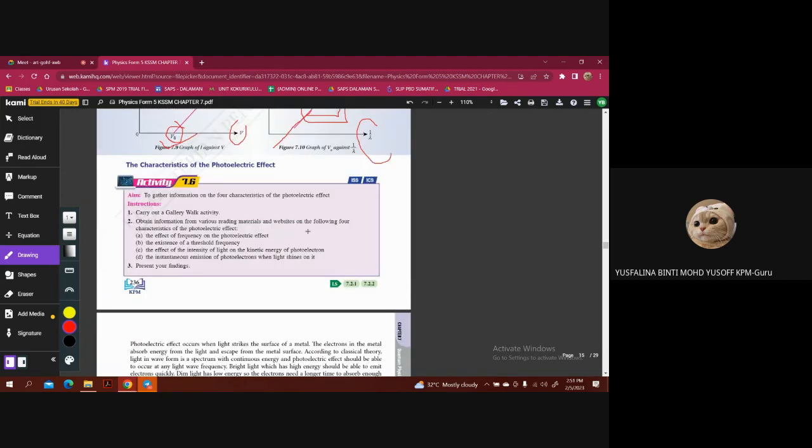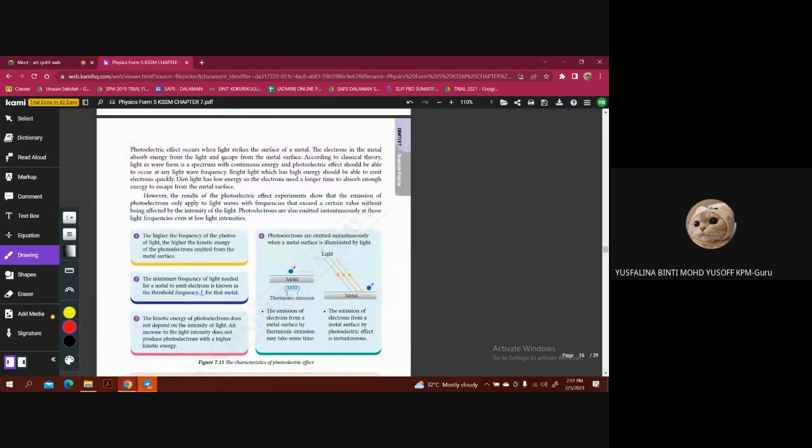All right, so the next part is the characteristics of the photoelectric effect. The photoelectric effect occurs when light strikes the surface of a metal. This one we already know, right? The electrons in the metal absorb energy from the light and escape from the metal surface. It's the same concept as thermionic emission, where the electrons absorb heat energy.